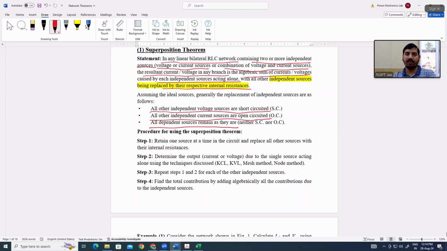Resistance is infinite for independent current sources, ideal current sources. So that's why, resistance infinite means open circuit. So current sources will be open circuited. If there are any dependent sources in the circuit, we don't have to touch the dependent sources. They will remain as they are in the circuit while solving. Clear? Is it clear to all of you?